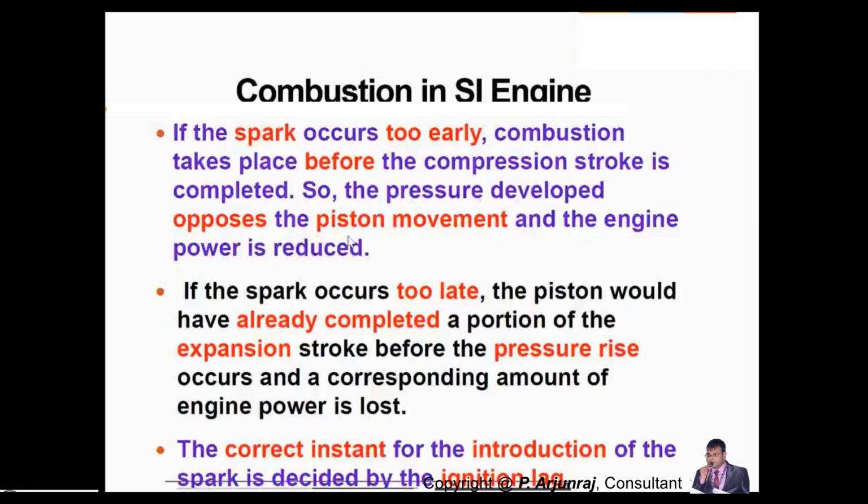When it is opposing, what happens? The speed of the piston is going to be reduced. When the piston speed is reduced, the mean speed of the piston will be lesser. Which means when the mean piston speed is less, obviously the power you get will be lesser, or the torque you get out of that will be lesser. I will tell you the next one.